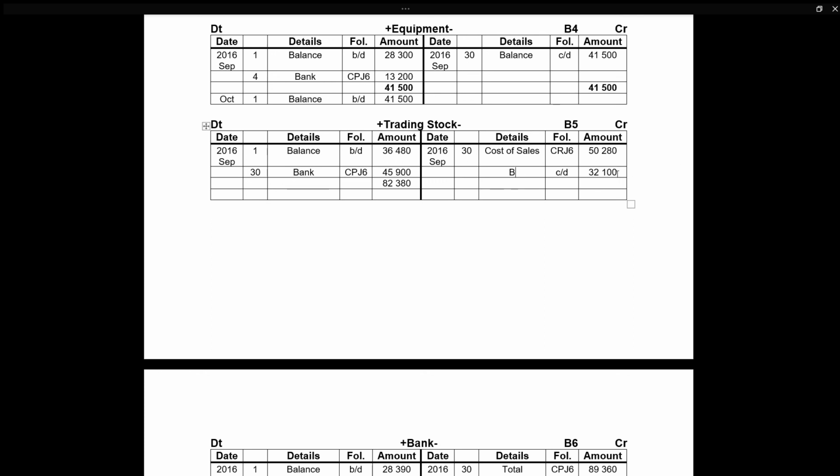Details will be balance. Took place on, remember, calculation always last day of the month, and it's already on the last day, so I'm going to write it again. Total my credit side as well, 82,380 rand. Debit equals credit side, therefore I've done it correctly, and my new opening balance will be 32,100 rand. It's an opening balance, so therefore the value will be brought down. Details will be balance. Day will be the 1st and month will be October.